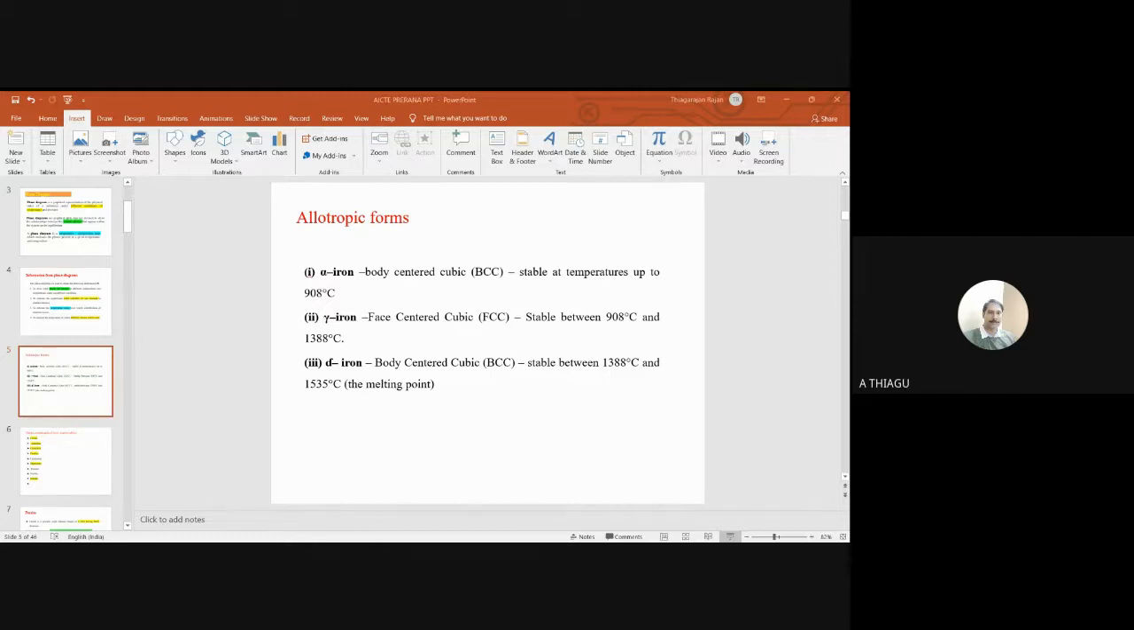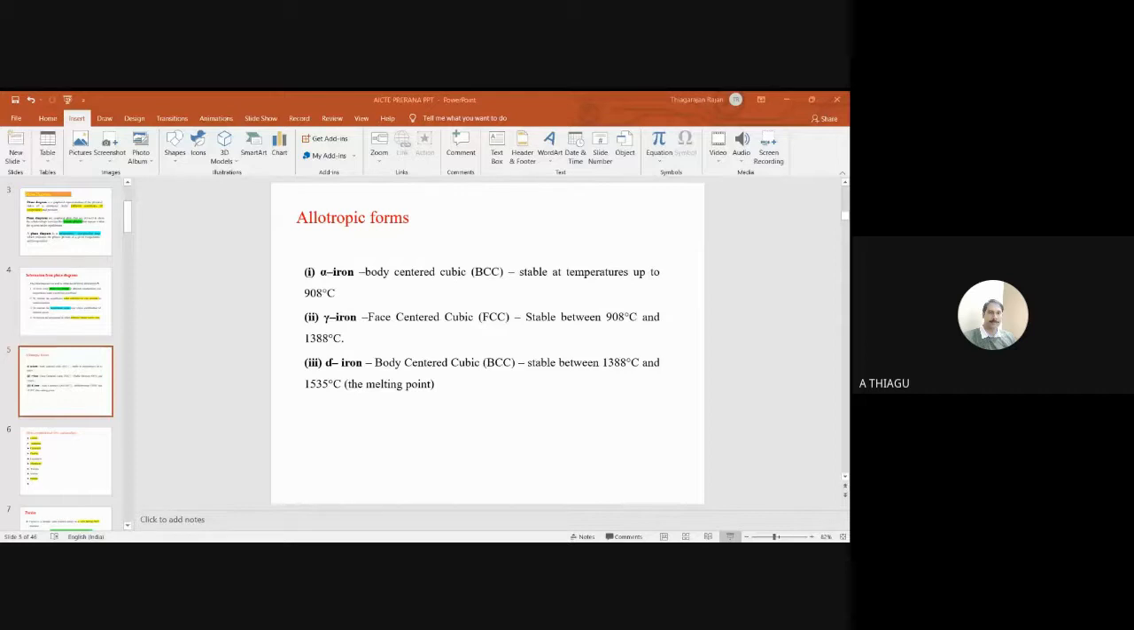So you have to keep three important things. Ferrite symbol will be alpha, structure is BCC, maximum percentage of carbon is 0.025, and properties are very soft, ductile, and highly magnetic. So this is a very particular material.